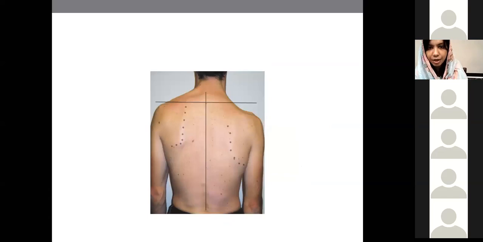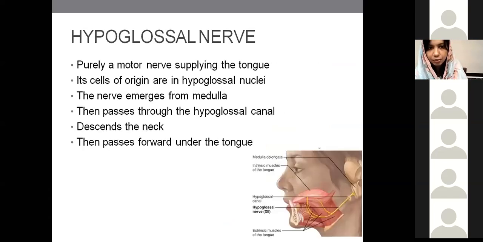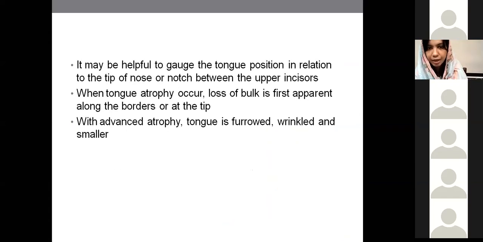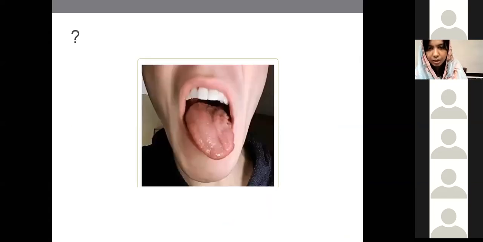Spinal accessory nerve. This is the spinal accessory nerve involvement on the right side. The hypoglossal nerve again supplies the muscles of the tongue, with deviation towards the left side, furrowed tongue and atrophy of the tongue. So this is all for today's presentation. If you have any questions, you can ask me.